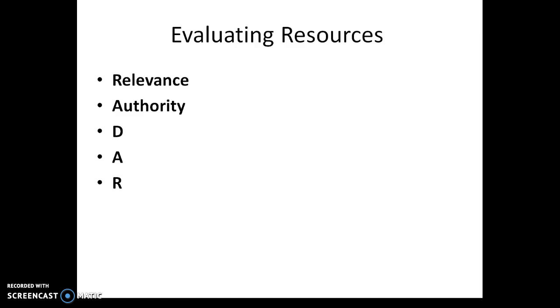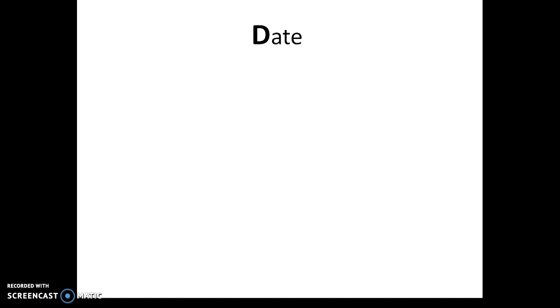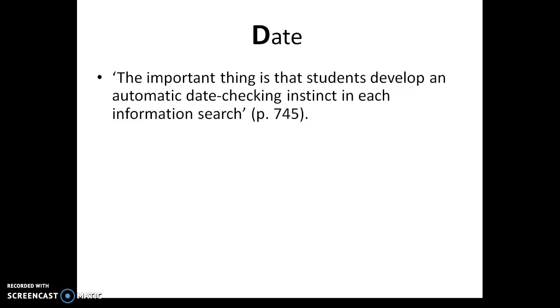One of the things that I think when a lot of students are asked to go and do an overview of a particular area as part of a written assignment, is that they tend to come back with resources that might not necessarily be as up to date as they could be. So the D in the RADAR system stands for date, and what Mandalios said in her article is that the important thing is that students develop an automatic date-checking instinct in each information search. Sometimes some information can be too much out of date, sometimes it can be too recent and ignore pieces of theory that other people have looked at. And I'd encourage you to read Mandalios' article on this for more information on it.